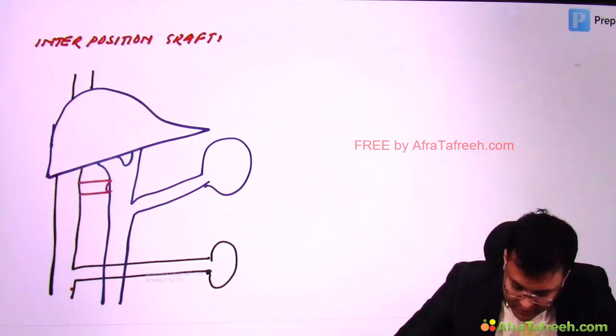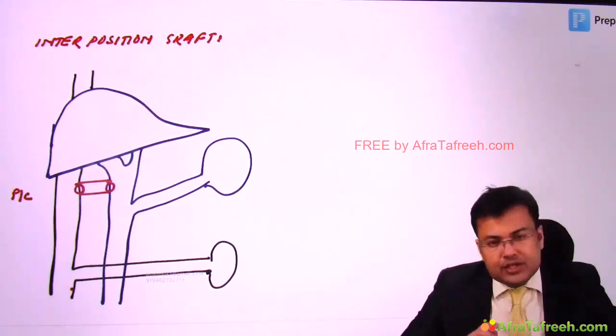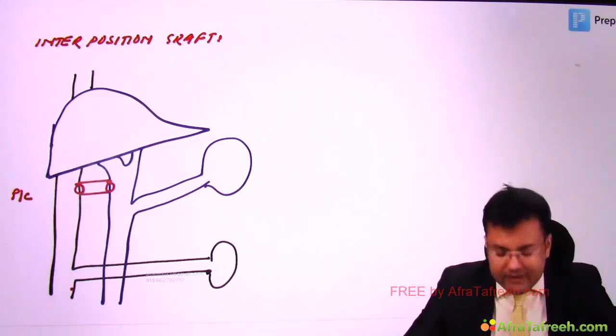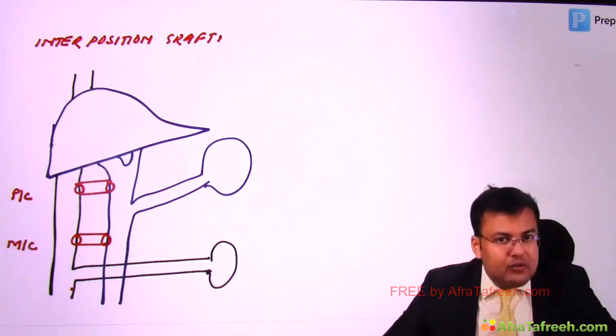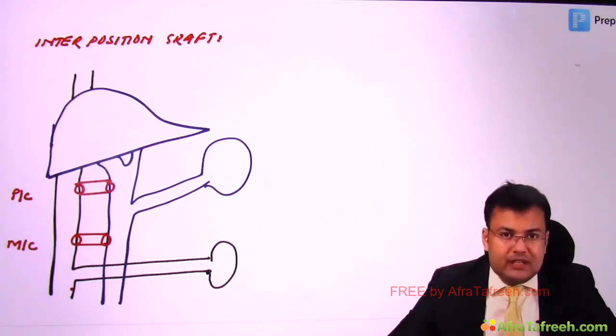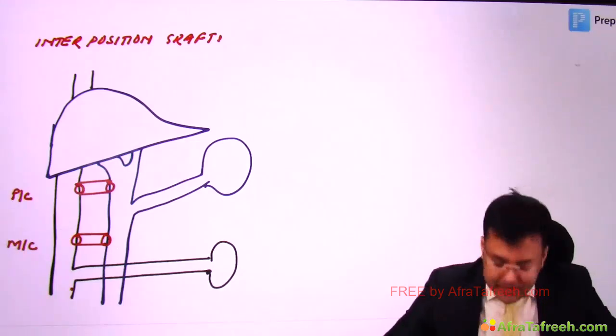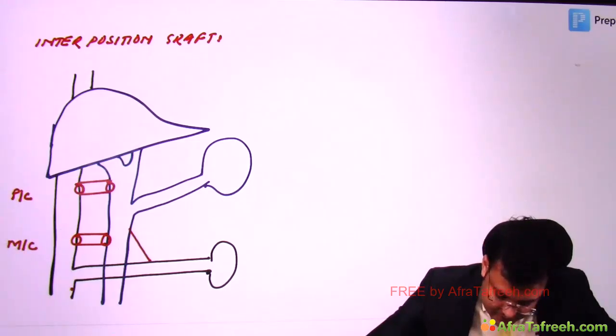Now see, if I use the interposition graft between portal vein and vena cava, the name is portocaval. If I use the interposition graft between superior mesenteric vein and vena cava, this becomes mesocaval. And if I use the graft between superior mesenteric vein and renal vein, then it becomes mesorenal. So here you can see is the mesorenal.